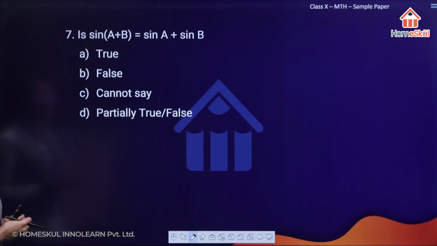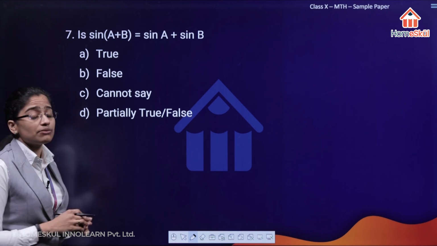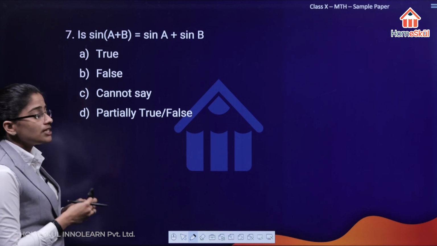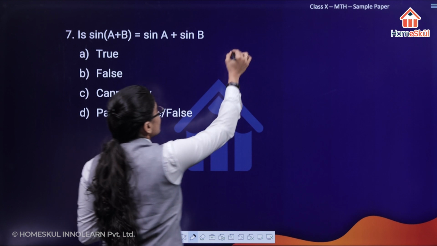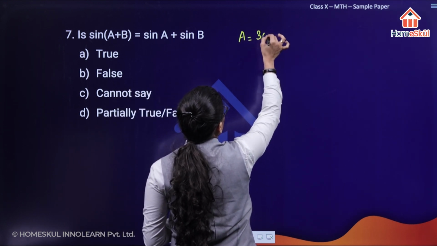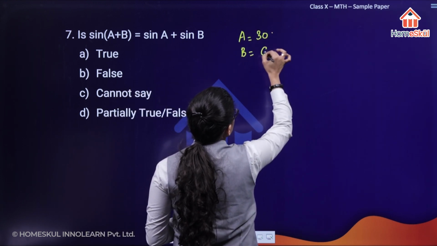Seventh question is sin(A+B) is equal to sin A plus sin B. True, false, cannot say, partially true or false. Okay. So here we need to check whether the given statement is true or false. Let's take A is equal to 30 degree. Okay. And B is equal to 60 degree.